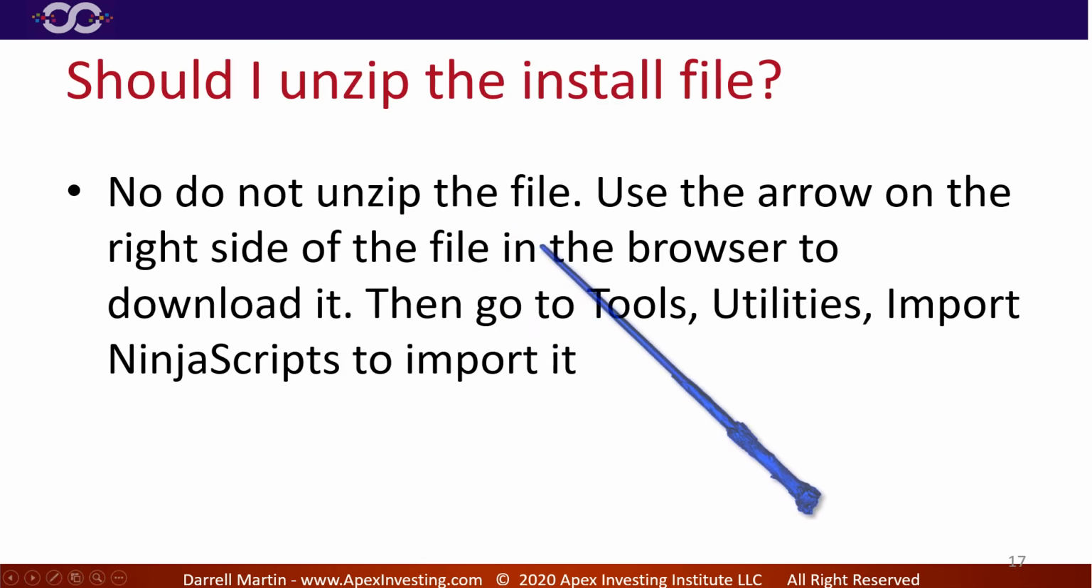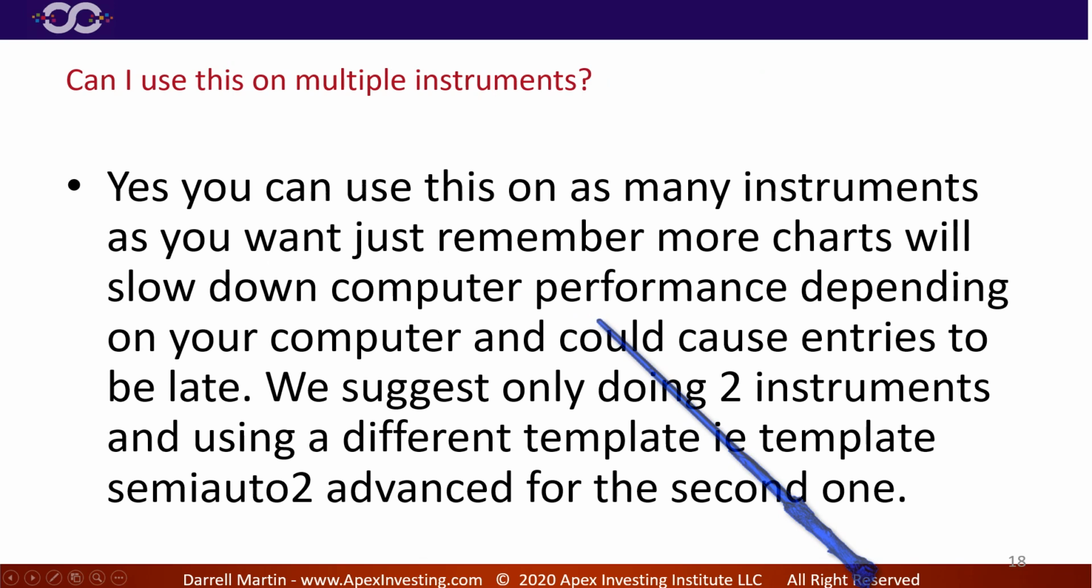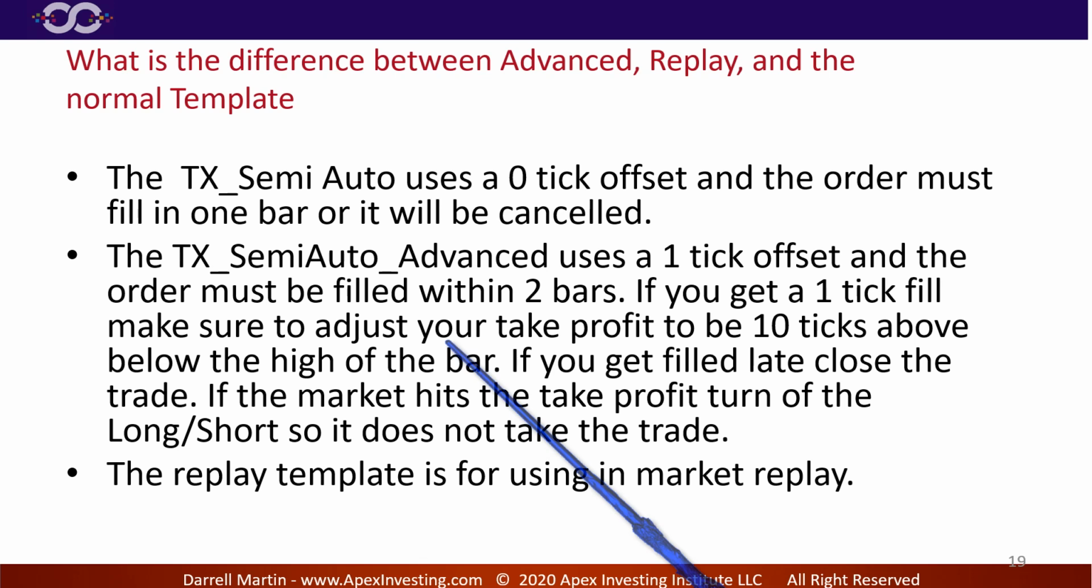Again, do not unzip the install file. Go to Tools, Utilities, Import to import the Ninja script. Can you use it on multiple instruments? Yes, you can. Just remember, more charts will slow down your computer's performance depending on your computer. It could cause entries to be late. I suggest you only do a max of 2 instruments with 2 different templates. And I myself usually only do 1. And I have a beast, and I don't have problems. A lot of y'all have like 20 charts open and you're wondering why it's going slow on your 1.